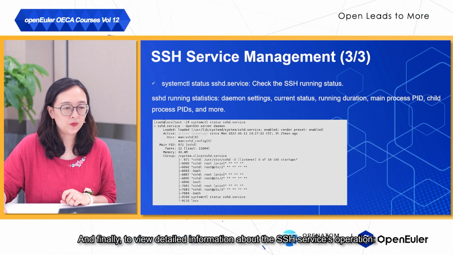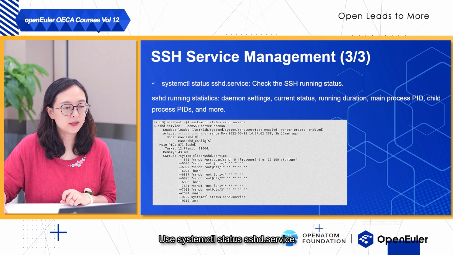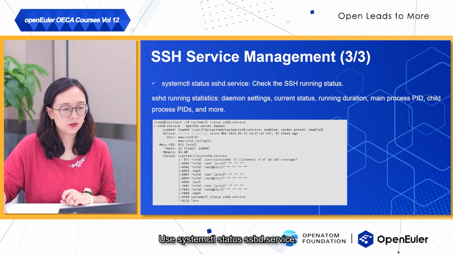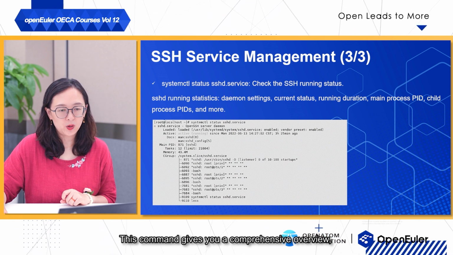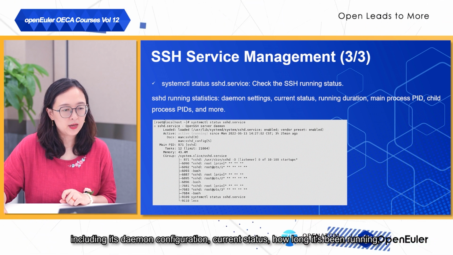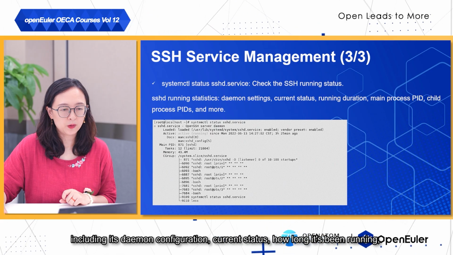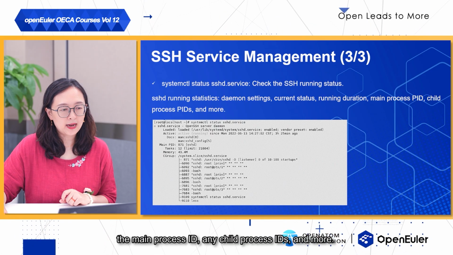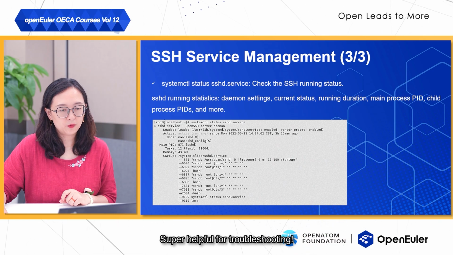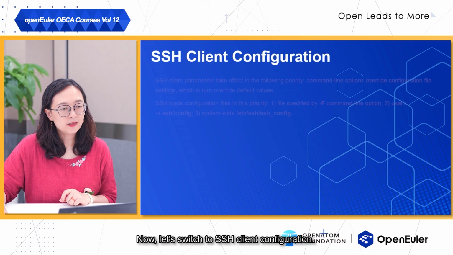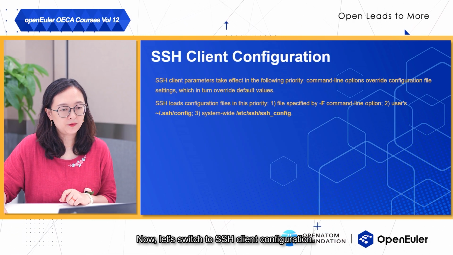And finally, to view detailed information about the SSH service operation, use systemctl status sshd.service. This command gives you a comprehensive overview, including its daemon configuration, current status, how long it's been running, the main process ID, any child process IDs, and more. Super helpful for troubleshooting.